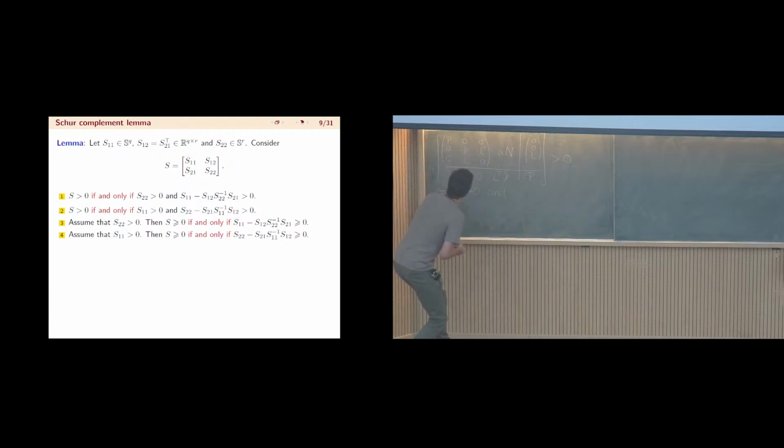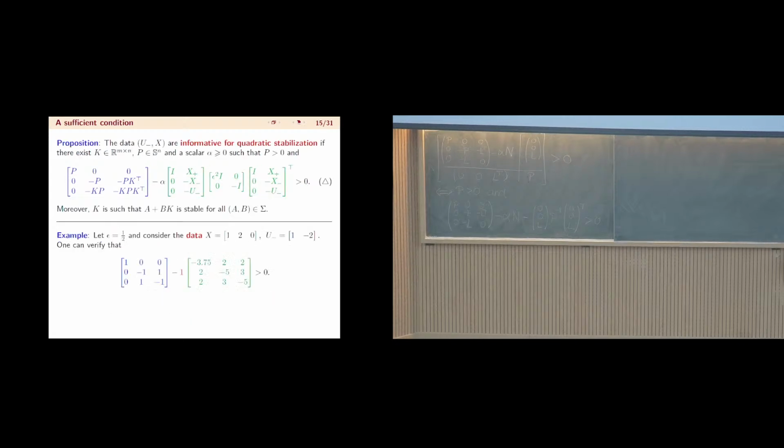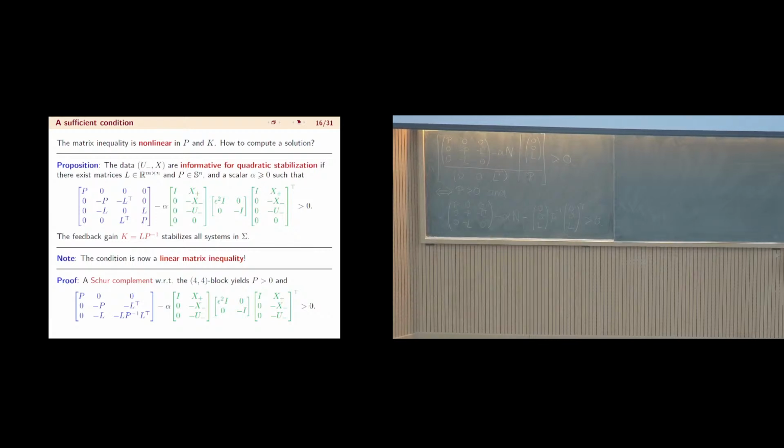So what is that? Well, I start again with the 1-1 block, so P, 0, 0, 0, 0, minus P, minus L transpose, minus L, 0, minus alpha N, minus the 1-2 block, 0, 0, L, P inverse, times the 2-1 block, which is 0, 0, L transpose. And this should be positive definite. Yeah. But then when I absorb this L P inverse L transpose into the block here, this is indeed exactly the inequality that I obtain. Right?